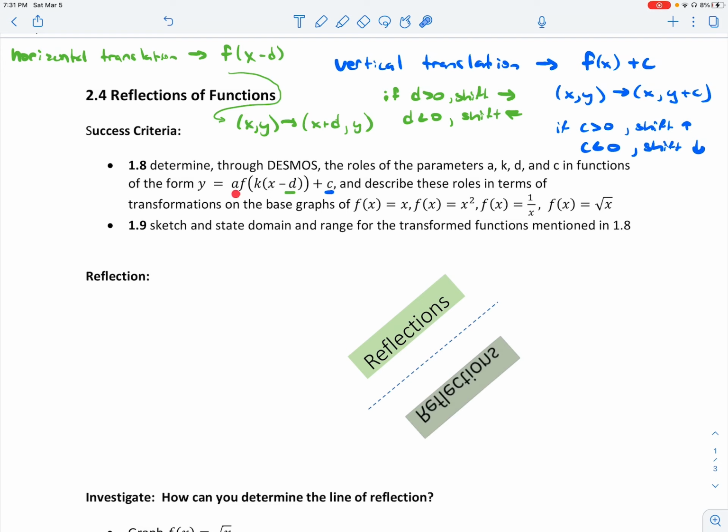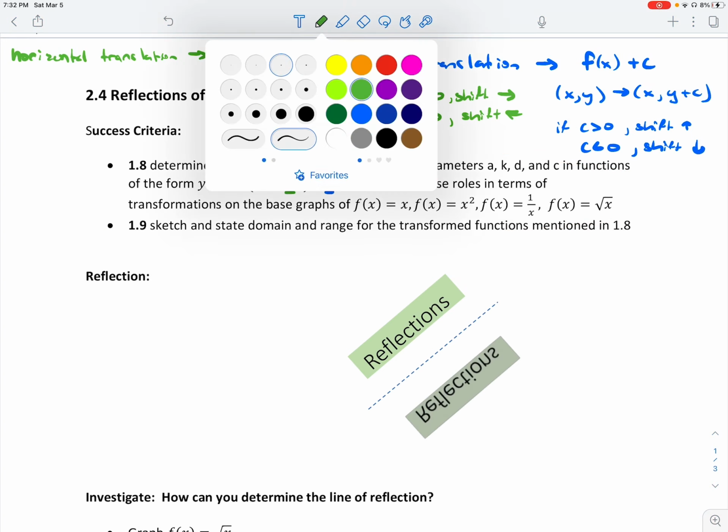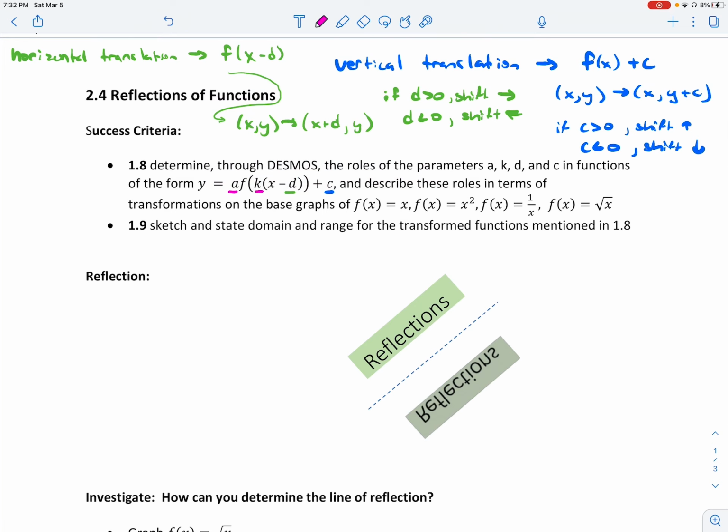It's not until we specify what f of x is, the base function. And the base function can be any one of these for now. It can actually be any function that exists, but in this chapter, we're just focusing on these fancy four functions right there. And lastly, we want to not only graph these transformations, but also state domain and range for them, and maybe answer any other questions about them. That is going to be our success criteria for today. I'm just going to highlight the two new ones that we're going to do. It's going to be a and k.